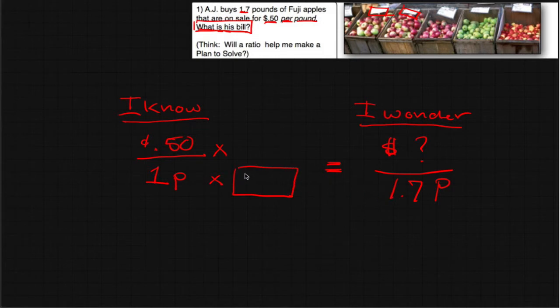Well, any number, and we try to stress this in class, once you know the unit rate, this 1 is really powerful, because any number times 1 turns out to be itself. So we're going to multiply 1 times 1.7, and we'll get 1.7 pounds. And so we'll multiply this number by 1.7, and that will tell us how much money he owes. So let's go ahead and set up that multiplication problem. 1.7 times 50 cents.